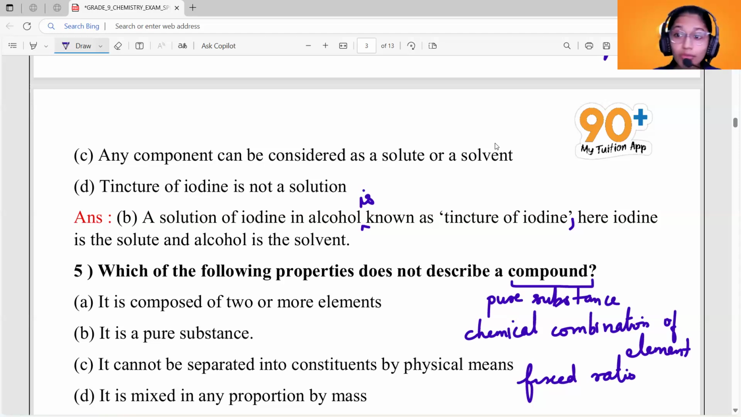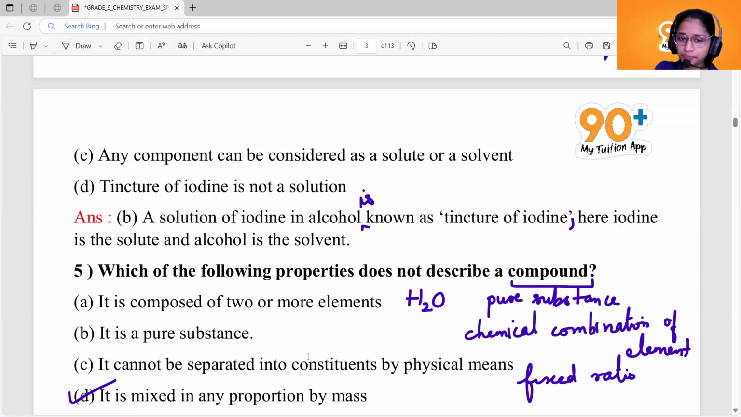Is that true? No. For the formation of a compound, elements must always combine in a fixed proportion. For example, let's take water. For us to make water, always two atoms of hydrogen must combine with only one atom of oxygen. If two atoms of hydrogen combine with two atoms of oxygen, we'll not get water. We'll get a different compound. So option D does not describe a compound, and hence option D is the correct answer for this question.